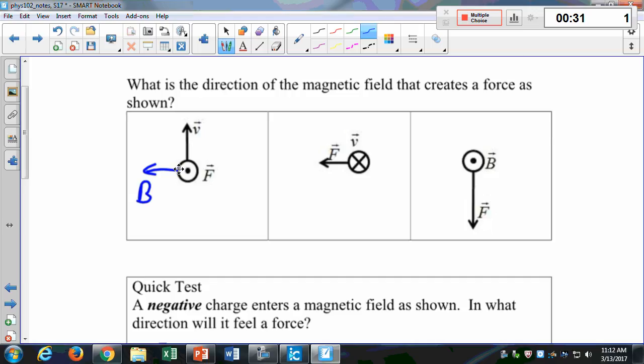Notice I had to switch around how I did that. My thumb is the force, my palm is my magnetic field, and my fingers are the velocity vector. So we'll do A. Oh, wait, now it's not going to be positive x, negative x. What's it going to be for this second one? It's going to be positive y or negative y, because F is in the x direction, V is in the z direction. So is it positive or negative y?